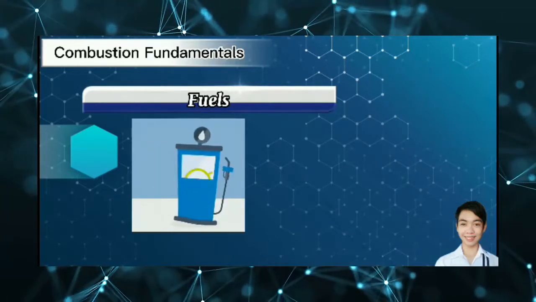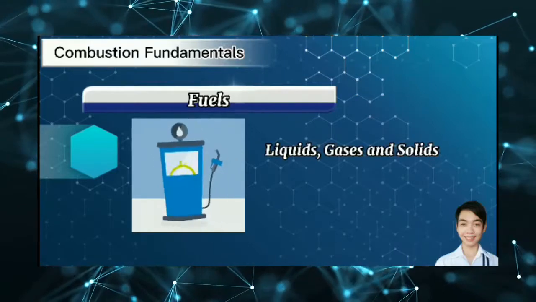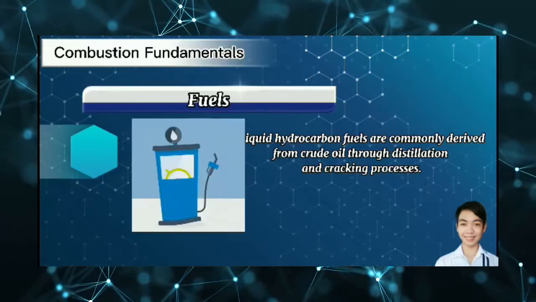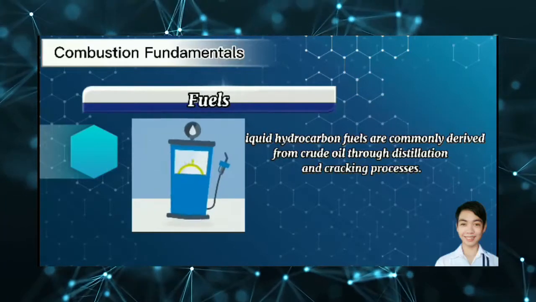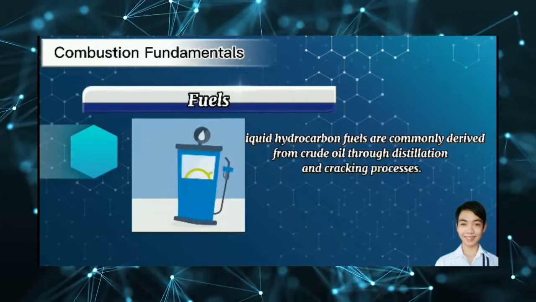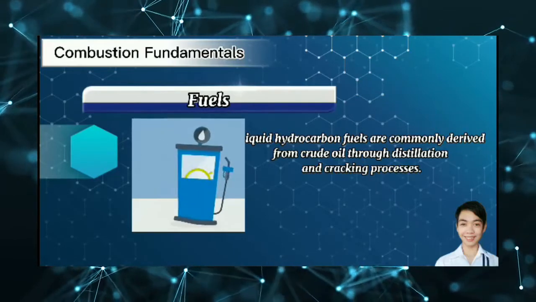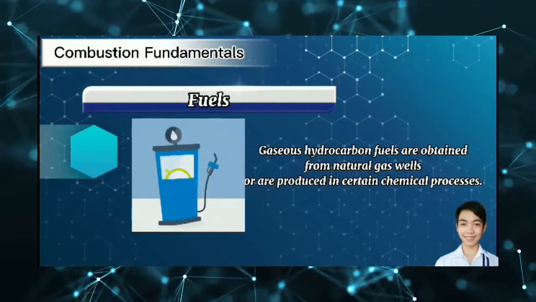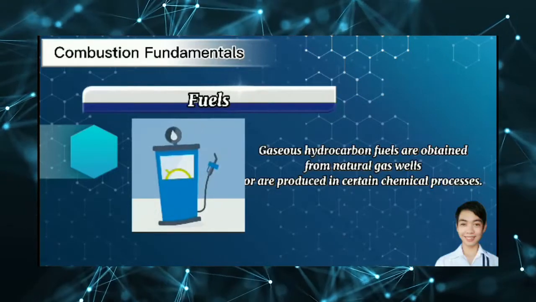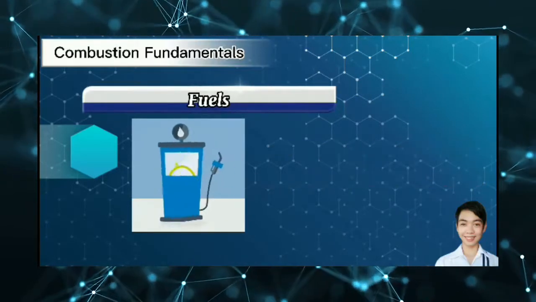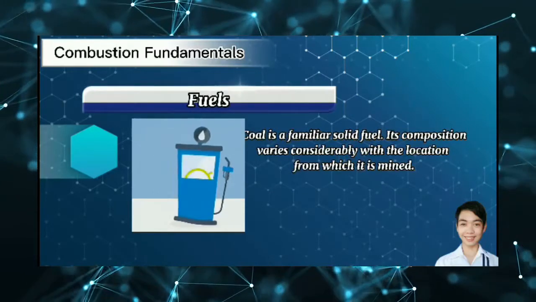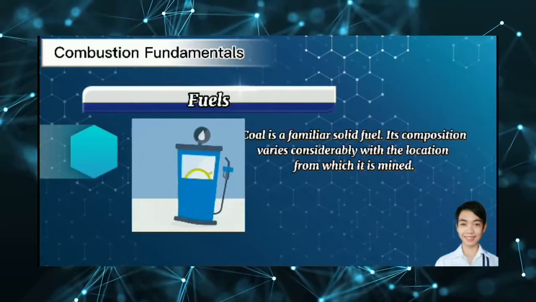Hydrocarbon fuels can exist as liquids, gases, and solids. Liquid hydrocarbon fuels are commonly derived from crude oil through distillation and cracking processes. Examples are gasoline, diesel fuel, and kerosene. Gaseous hydrocarbon fuels are obtained from natural gas wells or are produced in certain chemical processes. In the solid phase, which is coal, its composition varies considerably with the location from which it is mined.